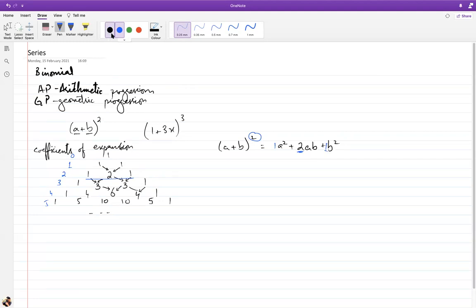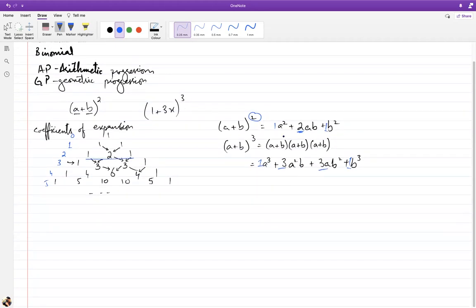Similarly, if I were to expand a plus b power 3, these will be the numbers that I have. You can check it up easily. You can have a plus b and multiply them multiple times with each other. And you will end up with a cube plus 3 a square b plus 3 ab square plus b cube. And the numbers there are already 1, 3, 3, and 1. Okay. So that's how it goes and that's how it grows. You keep on adding these numbers and it keeps on adding more terms to this.